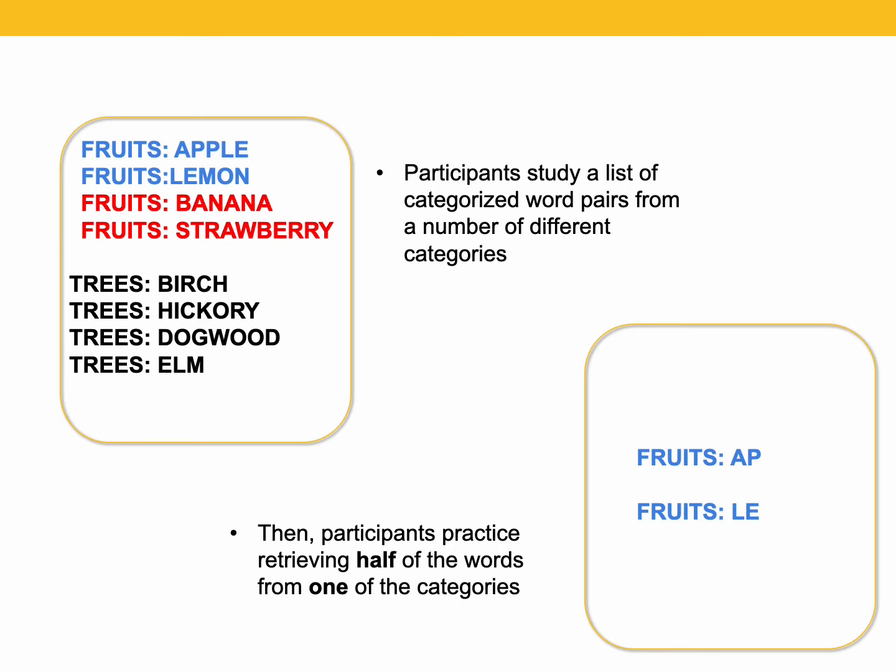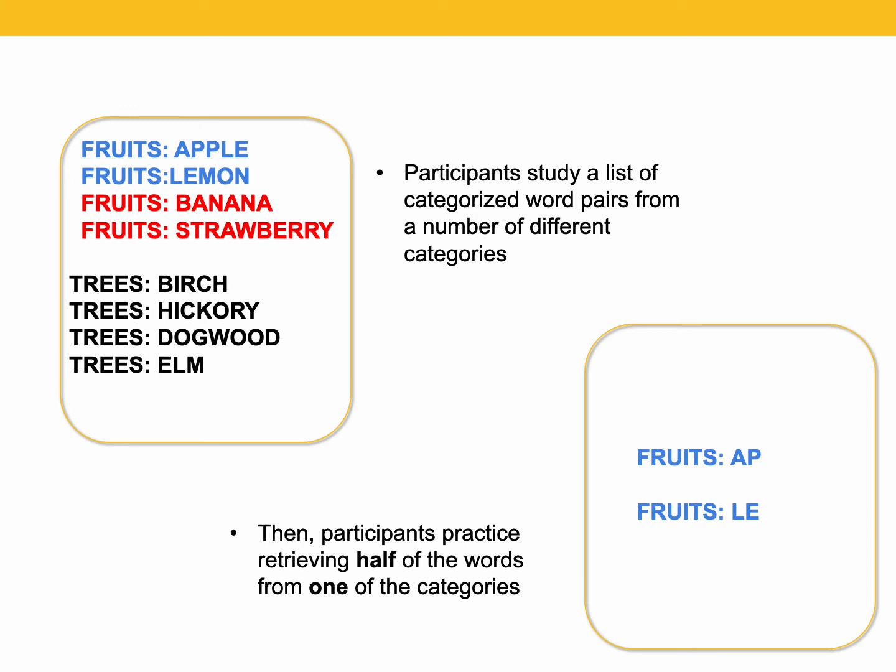They study all those word pairs, and then on the initial test phase, just like when they studied 2 passages and were asked half the questions on one of the passages, in this paradigm we're going to do the same thing. So we have 2 categories. During that initial test, we're going to test participants on one of those categories, okay? We're going to focus on fruits, and we're only going to test them on half the fruits: fruits apple and fruits lemon.